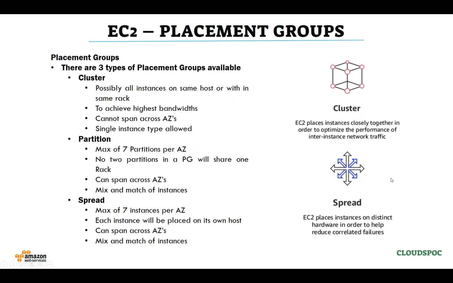So 7 partitions. Here, you can place your instances across multiple availability zones within the same region. No 2 partitions or no 2 instances will be placed onto the same host or same rack. So they will be distributed across your deployment.